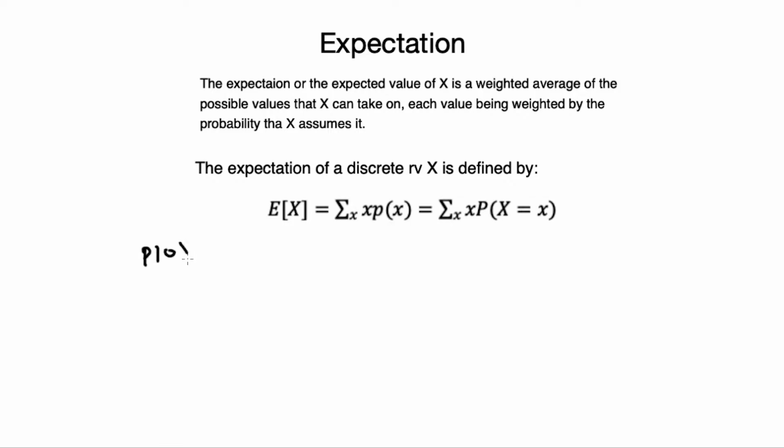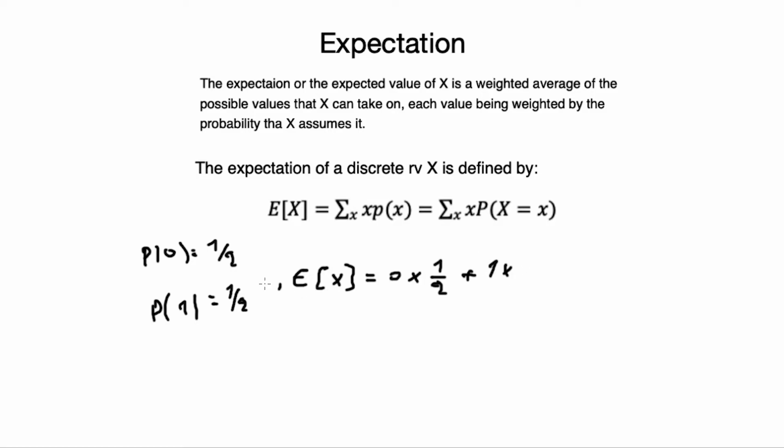For example, if we have the experiment of flipping a coin, the result will be p(0) equals 1/2 and p(1) equals 1/2. In this case, the expectation of X will equal the summation of x p(x), so the first x is 0 times its PMF 1/2, plus x is 1 times its PMF 1/2. So the first term will be 0 and this one will be 1/2. So this is the expectation of this experiment.